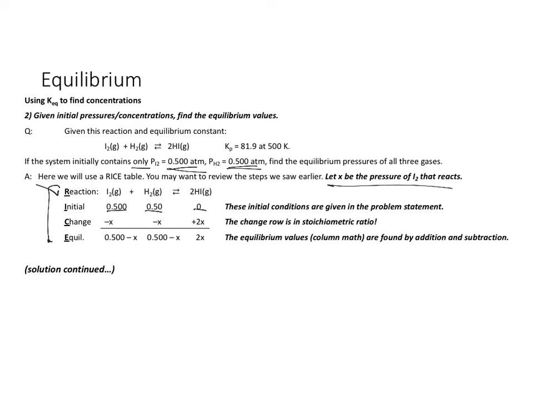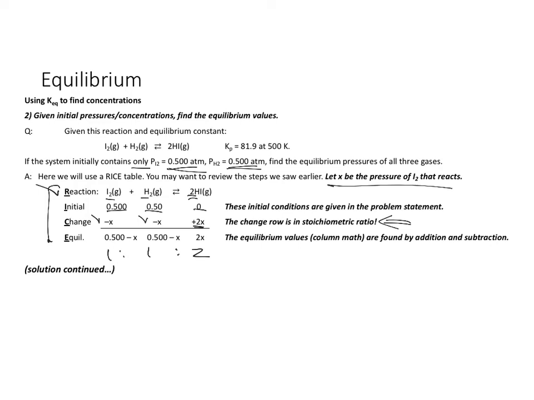Being good algebra students, let's define X. Let X be the pressure of I2 that reacts. So the change for I2 is going to be negative X. The change for H2 is going to be negative X because that's a 1-to-1 ratio. The change for HI is going to be a positive 2X because my coefficients are 1-to-1 to 2, and my change row is always in stoichiometric ratio.